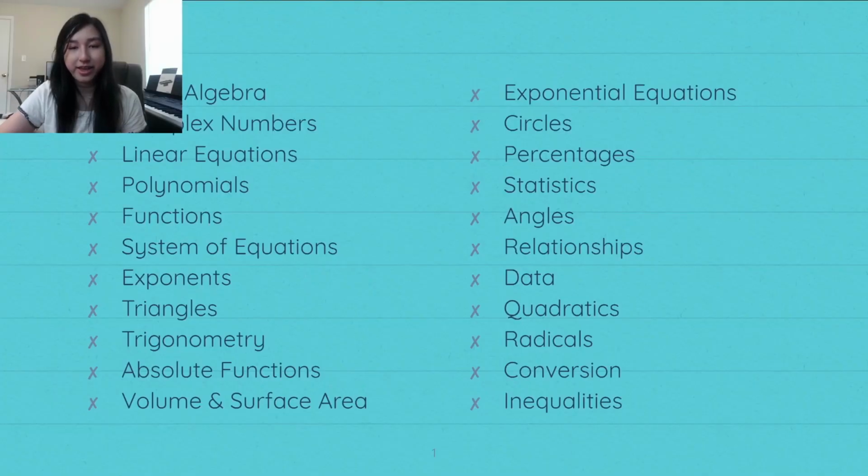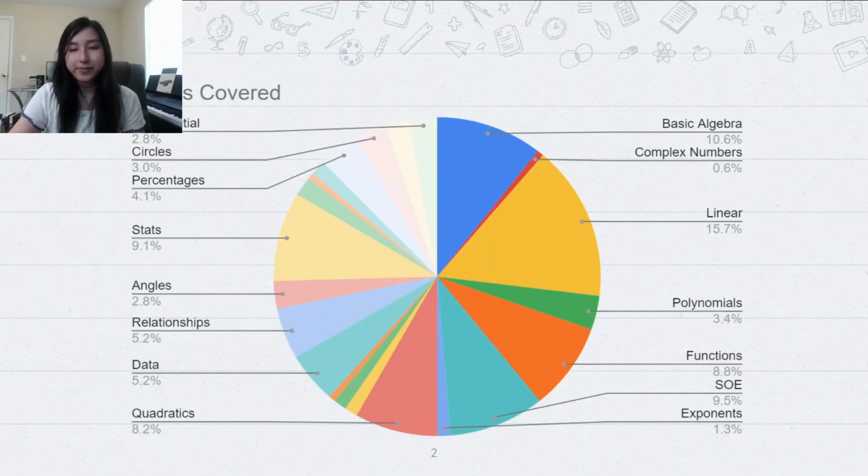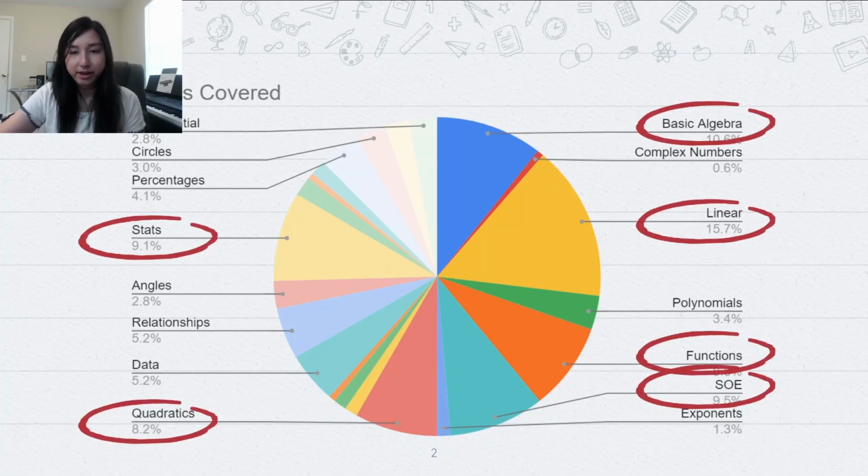Let's start by looking at every topic covered in the SAT Math portion. I looked through every question on the practice paper available on the College Board website and classified them by topic and method of solving. Overall, the most common topics appearing in both sections are linear equations, basic algebra, statistics, systems of equations, functions, and quadratics. However, it should be noted that these topics are also the largest topics content-wise.